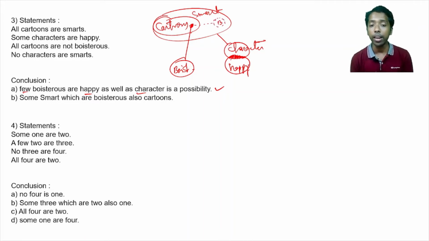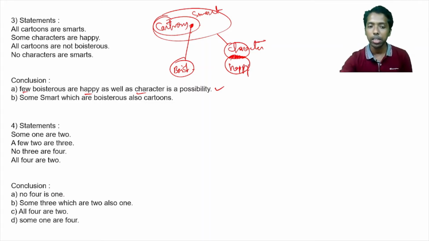Then it's violating the minimum overlapping condition, because boisterous comes within the smart part, which is not mentioned in the statement, right? Whatever is mentioned in the statement, at the minimum you have to follow the statement in making the diagram correct. Keeping that in mind, we have to follow the minimum overlapping condition. This is not following it, because boisterous comes within the smart part, which is not at all mentioned in the statement. So this is not correct, as per the diagram we have to make.